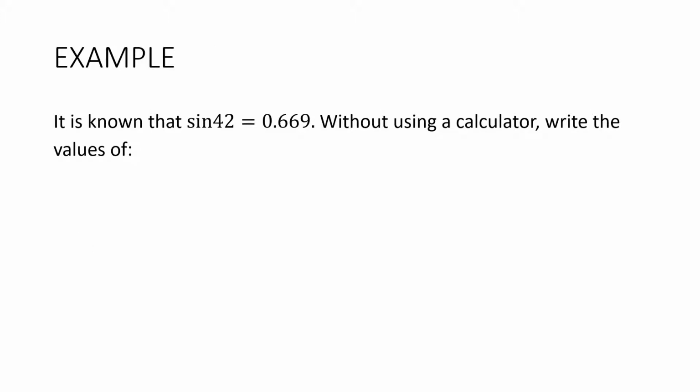Here's an example. It's known that sine 42 is equal to 0.669. Without using a calculator, write the value of sine 138. So we firstly need to figure out what quadrant that's in. That's an obtuse angle, so it's going to be up here in the second quadrant. So remember, all stations to central. So we're sitting in this quadrant here. 180 minus 42 is 138, and sine will be positive. So it's going to be exactly equal to sine of 42, which is 0.669.